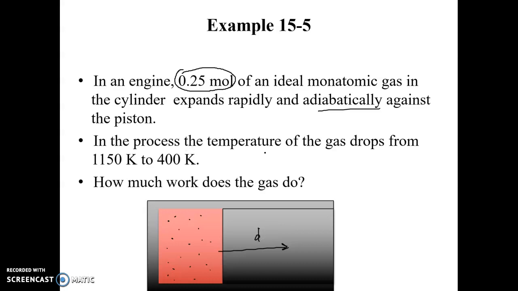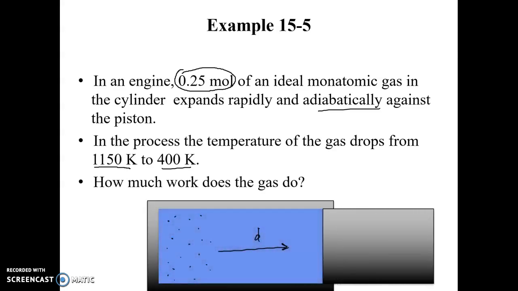And in this process, the temperature of the gas is going to drop. So when you're going from high pressure to low pressure, temperature drops. And in this case, we're dropping from a very high initial temperature of 1150 Kelvin, and we're going to drop all the way down to 400 Kelvin. How much work does the gas do? So there's my animation. The piston gets pushed out, and the gas goes from hot to cold.